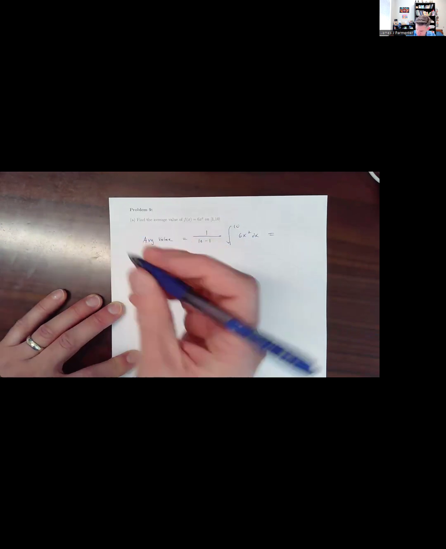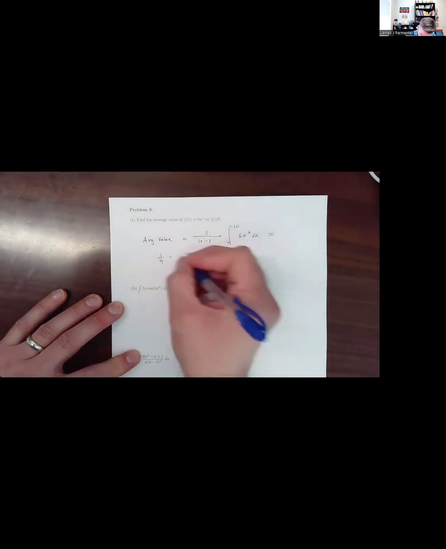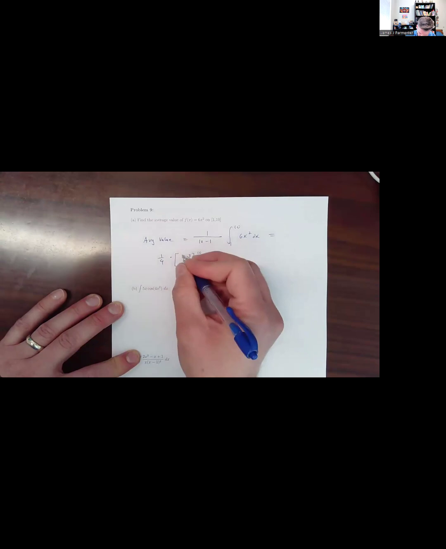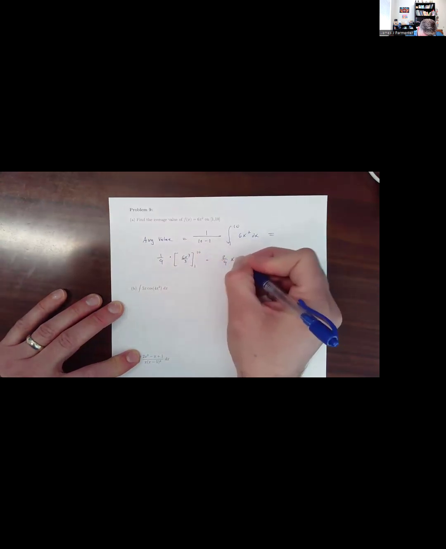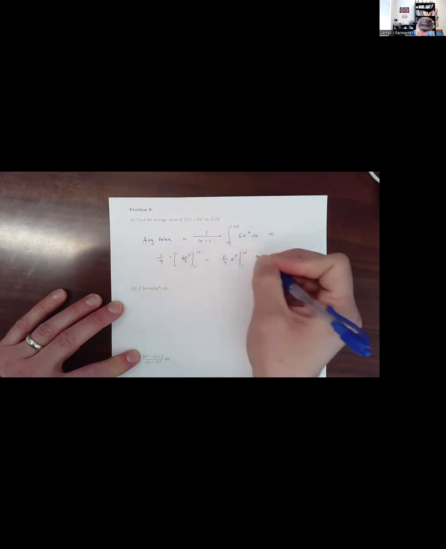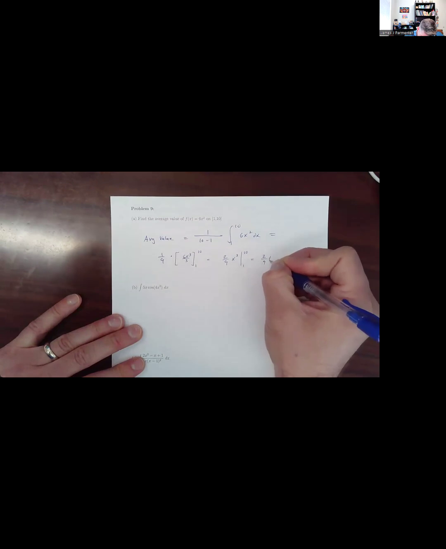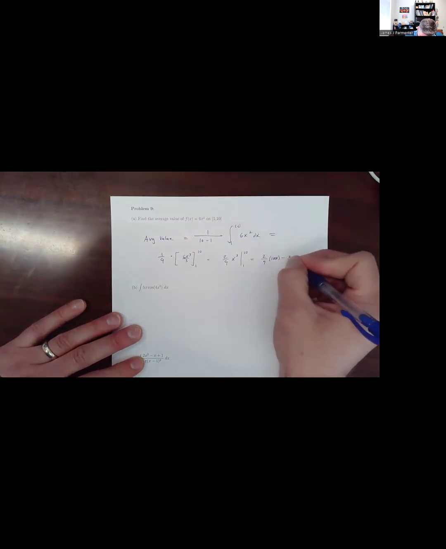I don't love this kind of thing. 1/9 times the integral of 6x squared is 6x cubed over 3, from 1 to 10. 6 over 3 is 2, so I'm going to rewrite this as 2/9 times x cubed from 1 to 10. Putting in 10, you get 2/9 times 10 cubed, which is 1,000, minus 2/9 times 1, which is 2/9.